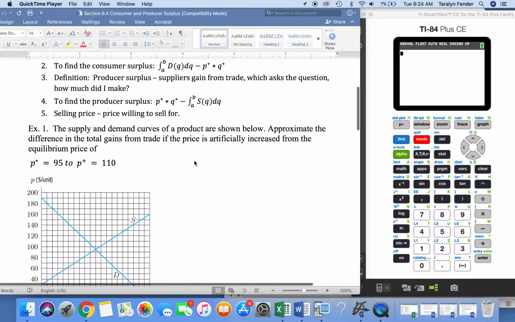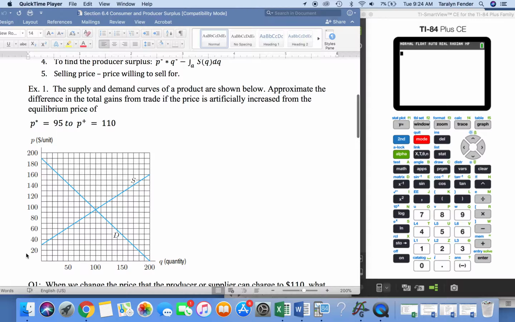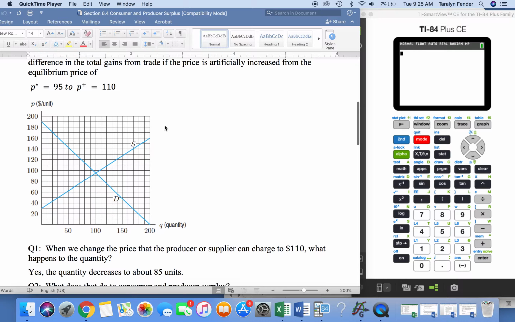Now, when you're given a graph and the equations are linear, then you can just find the area between the equilibrium line and the graph. So the supply and demand curves of the product are shown below. Approximate the difference in total gains from trade if the price is artificially increased from an equilibrium price of $95 to a price of $110.